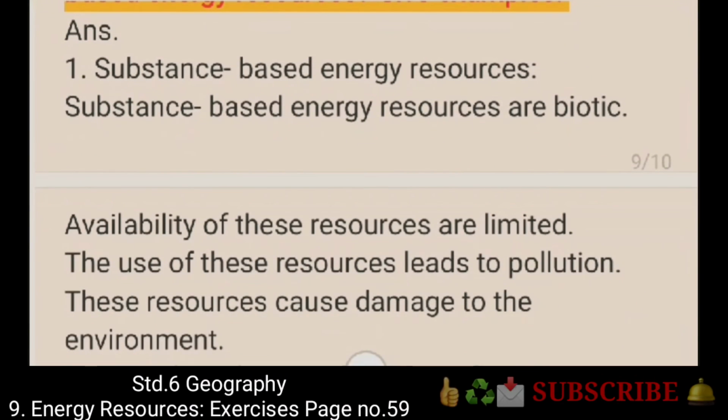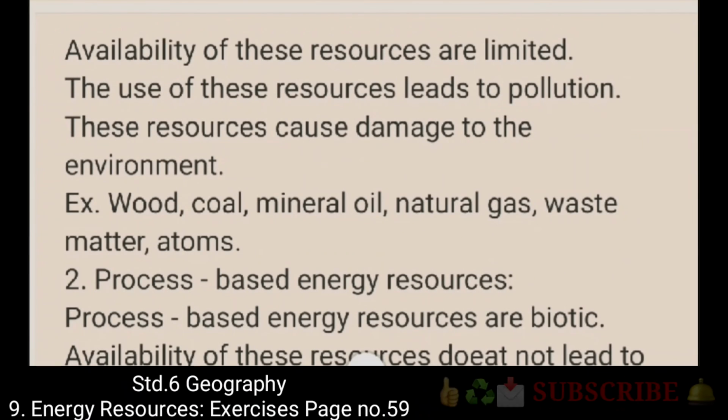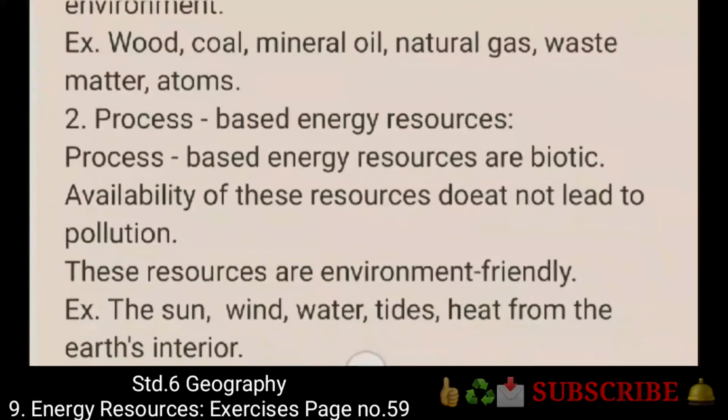Availability of these resources is limited. The use of these resources leads to pollution. These resources cause damage to the environment. For example, wood, coal, mineral oil, natural gas, waste matter, atoms.